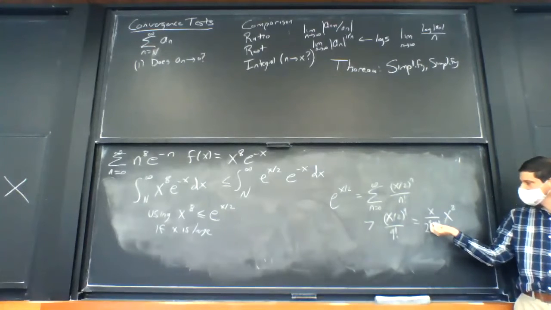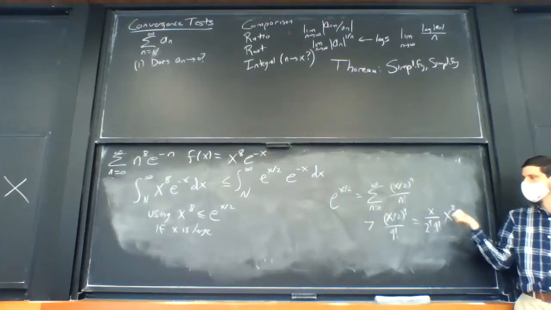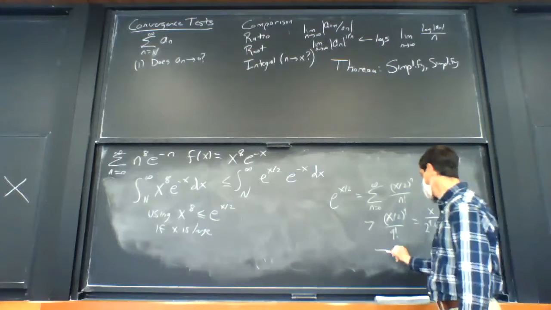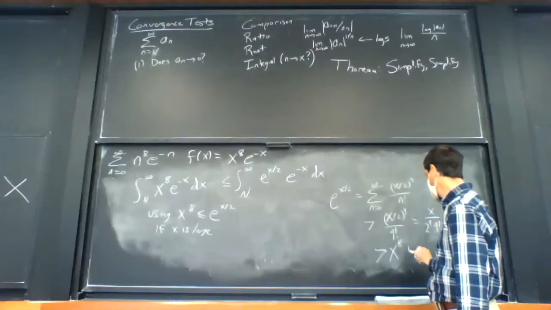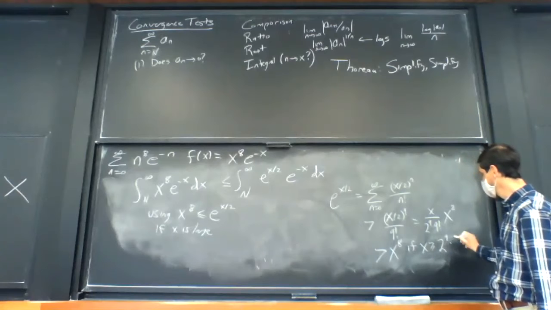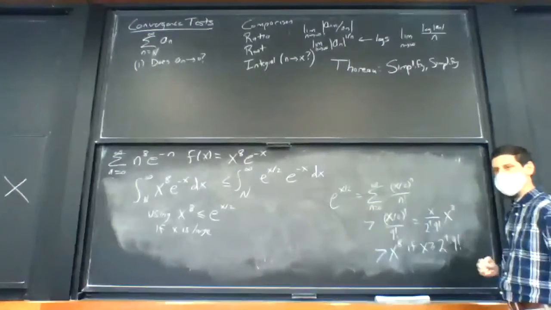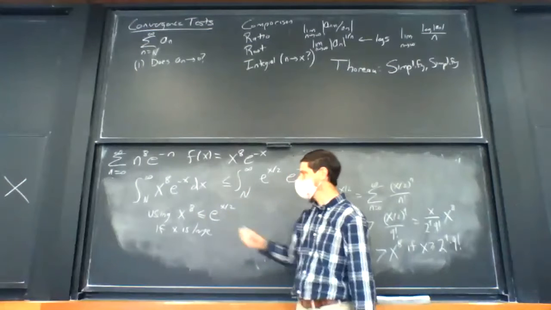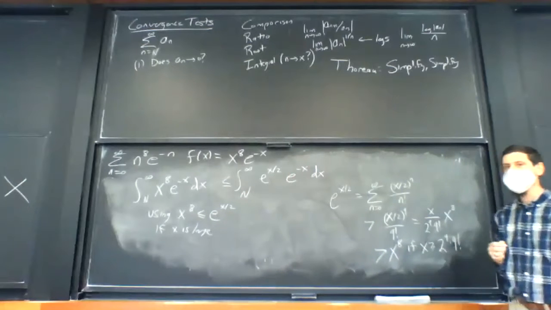Once x is larger than 2 to the 9 times n factorial, this thing here is going to be strictly larger than x to the 8th. So this is going to be greater than x to the 8th if x is greater than or equal to 2 to the 9 times 9 factorial. So that gives me my sufficiently large n such that x to the 8 is less than or equal to e to the x halves.